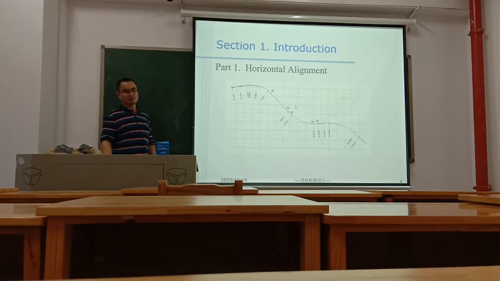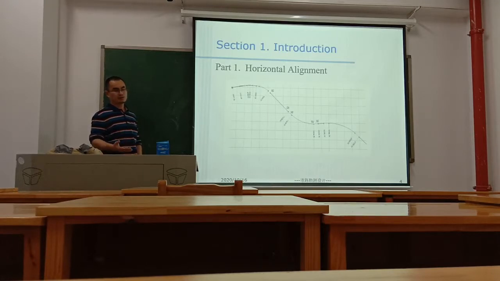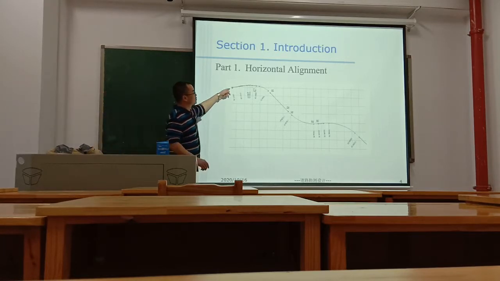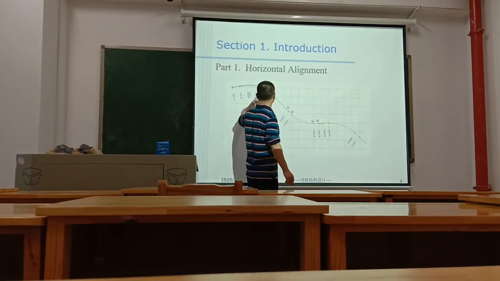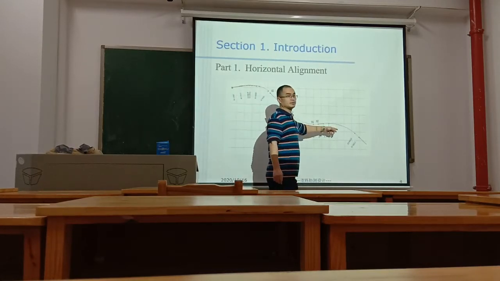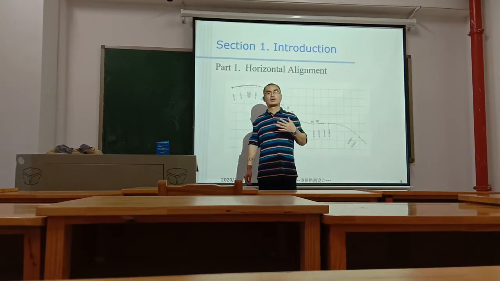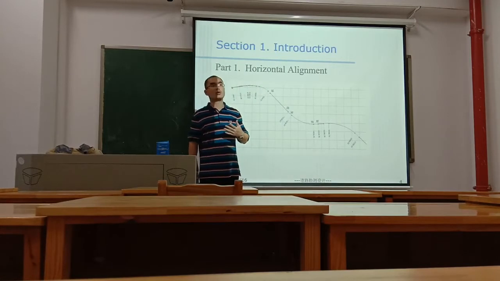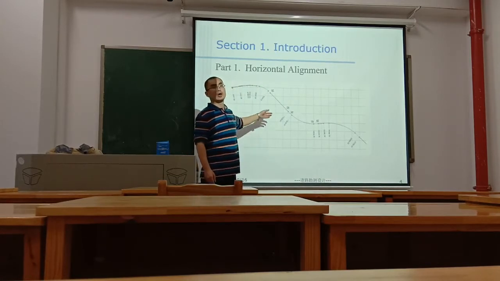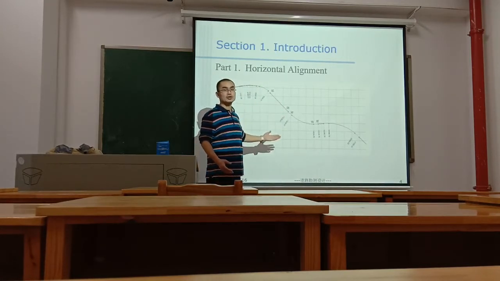Part 1, horizontal alignment. This is a picture of horizontal alignment. This is the center line of the road, the horizontal projection.